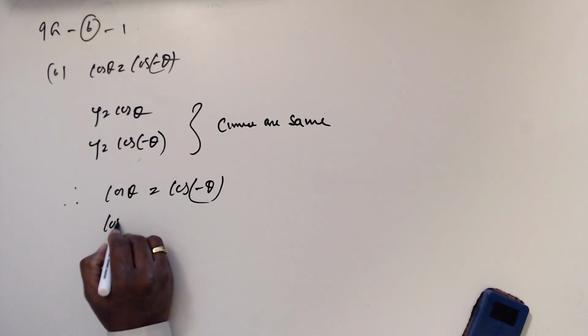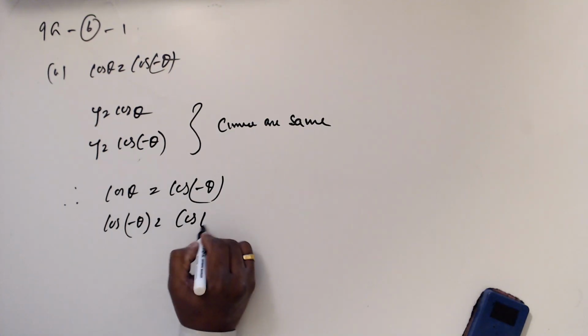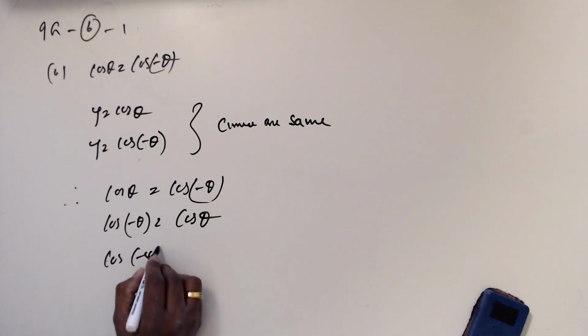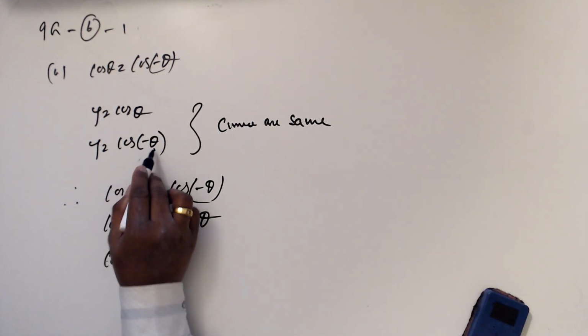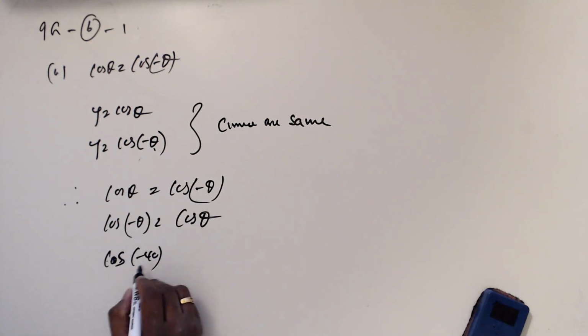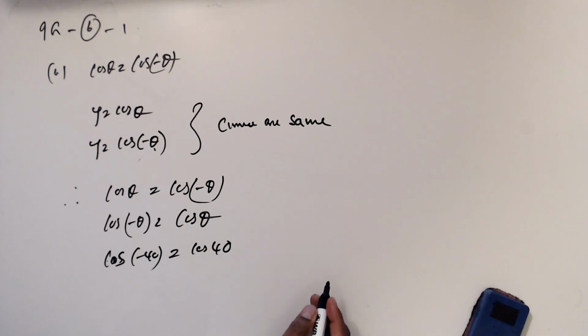In other words, I will write like this: cos of minus theta is cos theta. So what is the use of this one? If you see cos of minus 40, theta has to be an acute angle. If you see cos of minus 40, you can simply write cos 40. So this is the use of it.